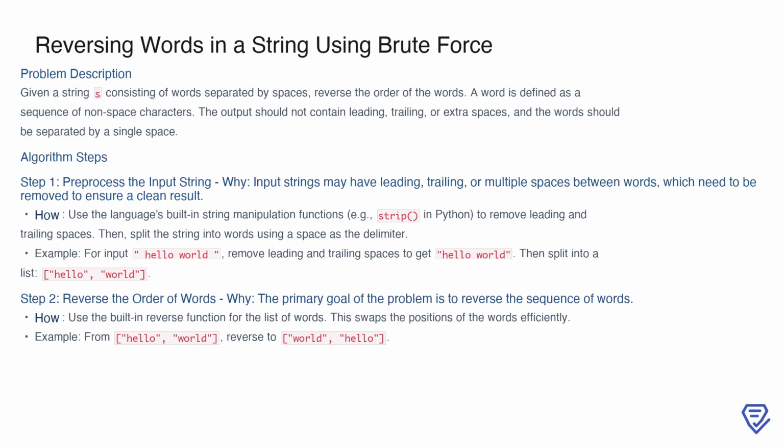Next, since the goal is to reverse the order of the words, we take this list and reverse its elements. Most programming languages provide efficient built-in methods to reverse lists, which makes this step straightforward. In our example, reversing ["hello", "world"] results in ["world", "hello"].